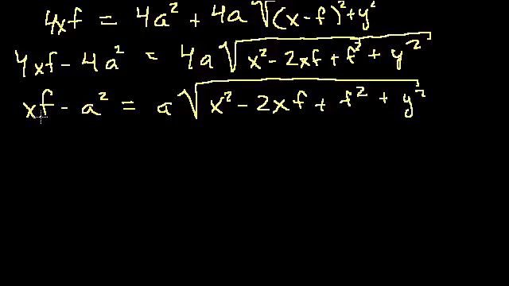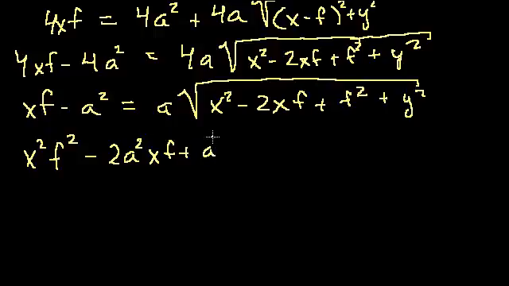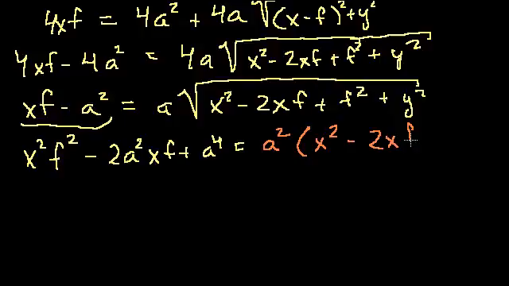And now we could square both sides of this equation right here. If you square both sides, this side becomes x squared f squared minus 2a squared xf plus a to the fourth. That's this side squared. And that's equal to, if you square the right-hand side, a squared times the square root, which is just that expression, x squared minus 2xf plus f squared plus y squared. This really is quite hairy.